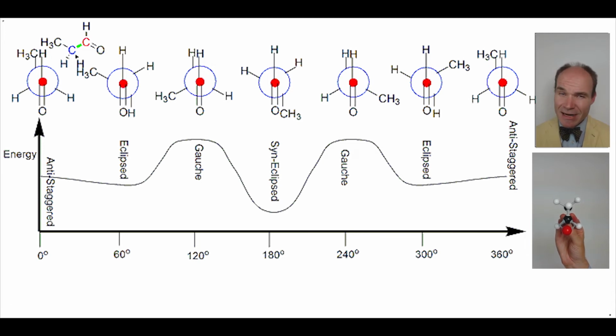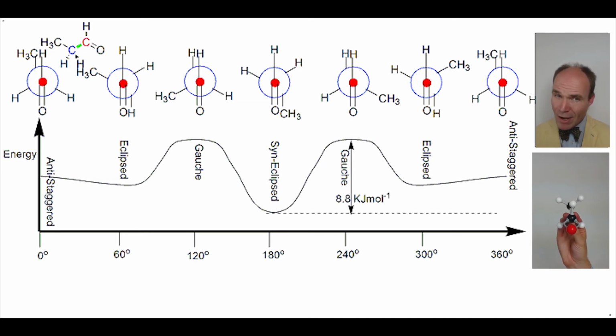The syn-eclipsed conformation is the lowest energy conformation. The highest energy conformation is the Gauche conformation and has 8.8 kilojoules per mole more energy than the syn-eclipsed form. The next highest energy conformer is anti-staggered with 4.2 kilojoules per mole more energy than the syn-eclipsed form.